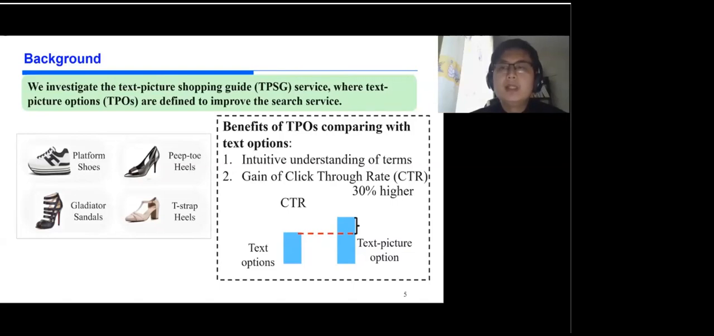Also, after changing text options into TPOs, the statistic of CTR is 13% higher. Initially, the pictures in TPOs are manually annotated and prefixed for those terms. Each term is only related to one constant picture. This makes TPO not personalized and costs a large number of labor resources. So, we decided to investigate how to automatically recommend the TPO and design the cross-graph convolutional learning framework.